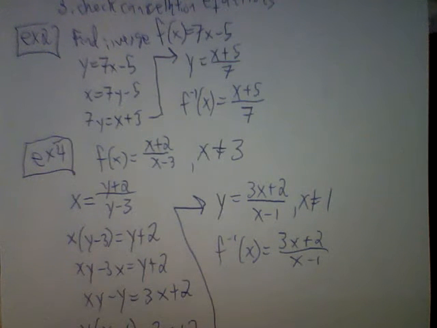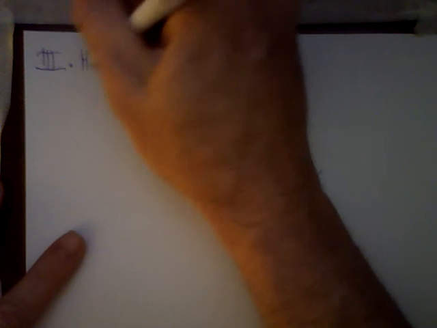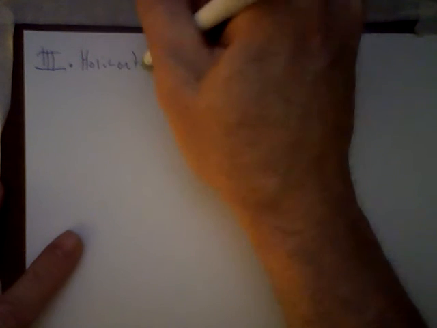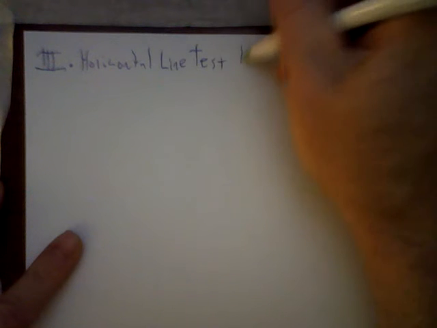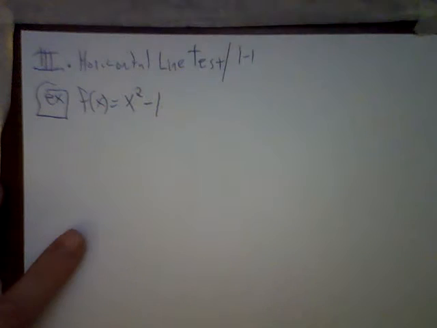The next section is on the horizontal line test and one-to-oneness. So how do you tell if something's invertible? Basically, it's the horizontal line test that tells you this. Okay, so for example, let's say somebody gives you f of x equals x squared minus 1 and wants you to find the inverse of it.